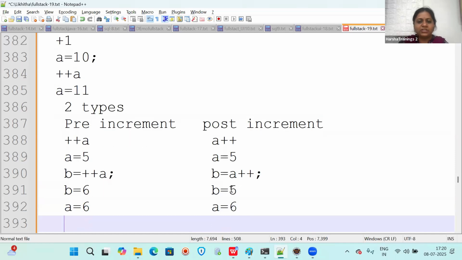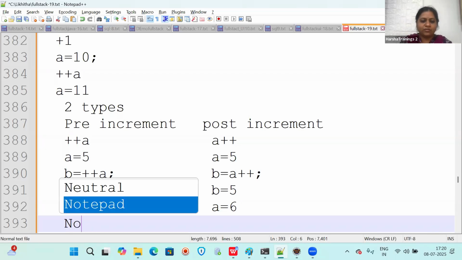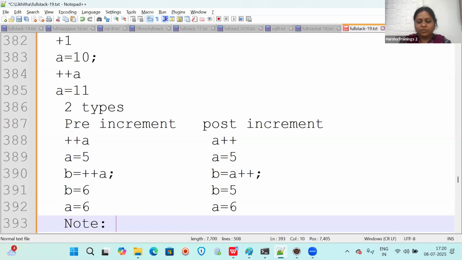Okay, clear? So that is the difference between pre and post. In the pre-increment, first only the value gets incremented and stored in both the places. But in the post, first the value is used and then it is incremented. Understood? I will just make a note of that also.